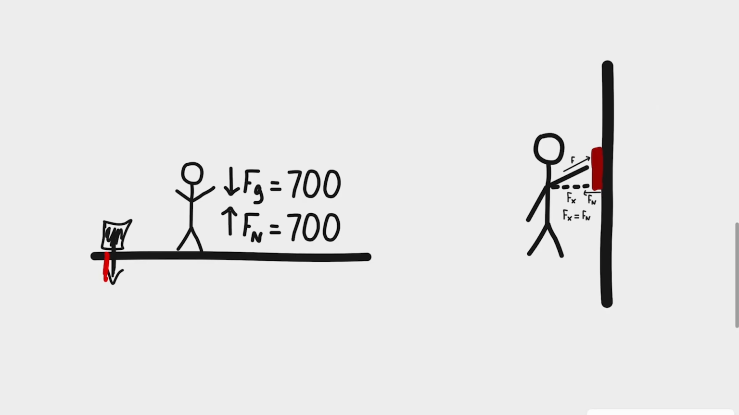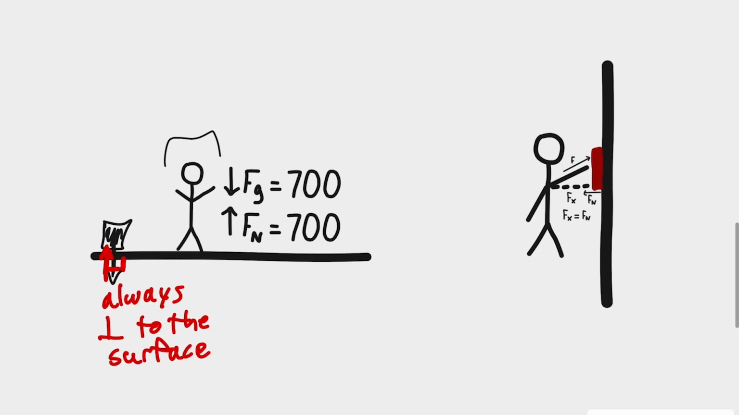The normal force will push back on that object, and notice how it's forming a right angle with the surface. So the normal force is always perpendicular to the surface. Let's look at the stick figure here to talk about the value of that normal force. This stick figure has a mass of 70 kilograms, and we multiply that by 10 meters per second squared to figure out that the stick figure has a weight of 700 newtons. So the force of gravity is pulling down on that stick figure with a force of 700 newtons.